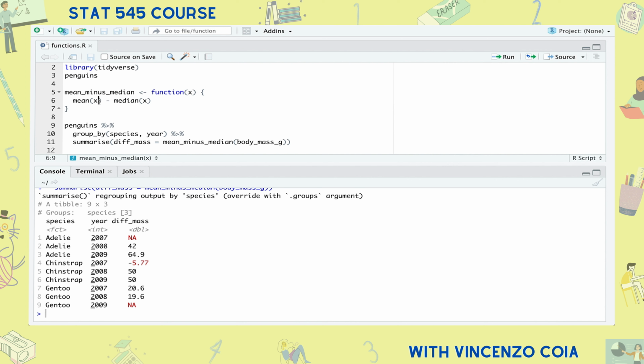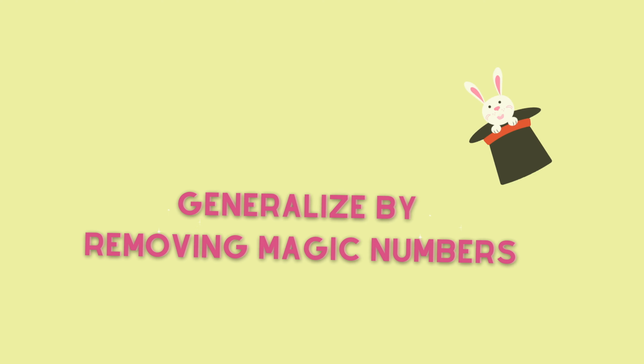You might then think it's a good idea to remove NA values in both the mean and median functions using their na.rm arguments. Although it will work, it's not a good idea, and this brings us to our second practice for making functions. The second practice is to generalize your functions by removing magic numbers. Now, at the time of writing your mean minus median function, you might think that you will always want to remove missing values. So why not just hard code that decision into your function?